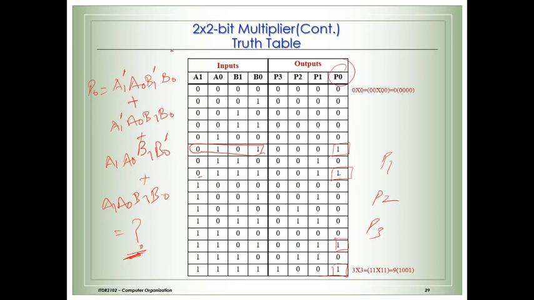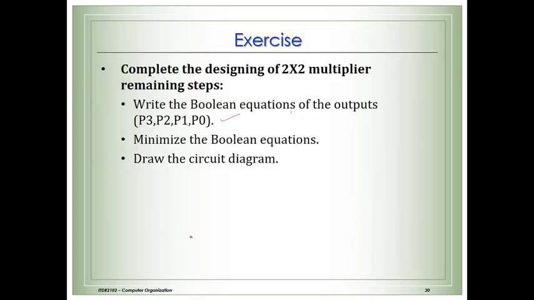Correct? If you don't simplify, you can directly draw the circuit. It will be correct, but it will be very complex. So always the good step is to first go and simplify the equation, then design the circuit. Yes. So the first step is to write the equation, then minimize it. Minimize it means that simplify these Boolean equations that you have got in this step for P0, P1, P2, and P3. After minimizing the Boolean equations, you can go and draw the circuit for the 2 by 2 multiplier.